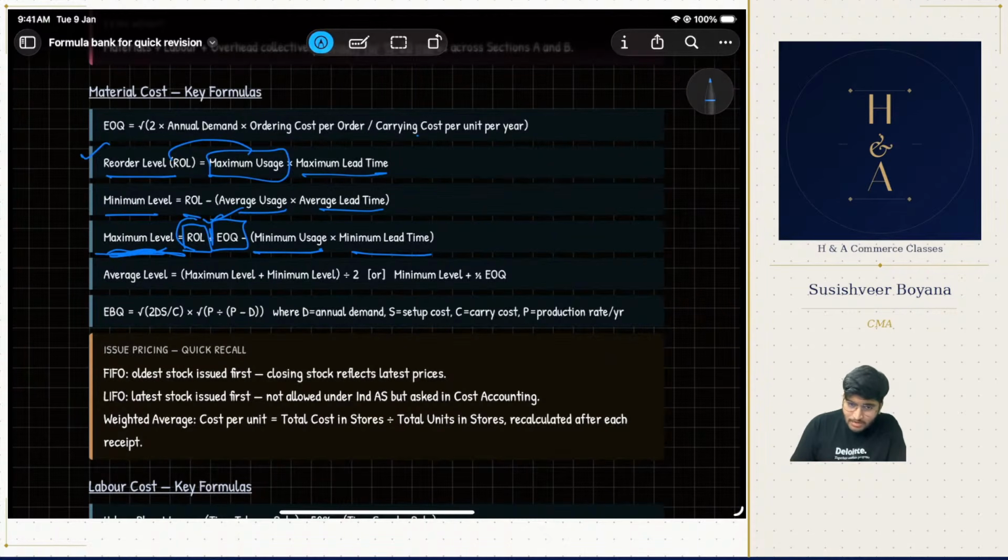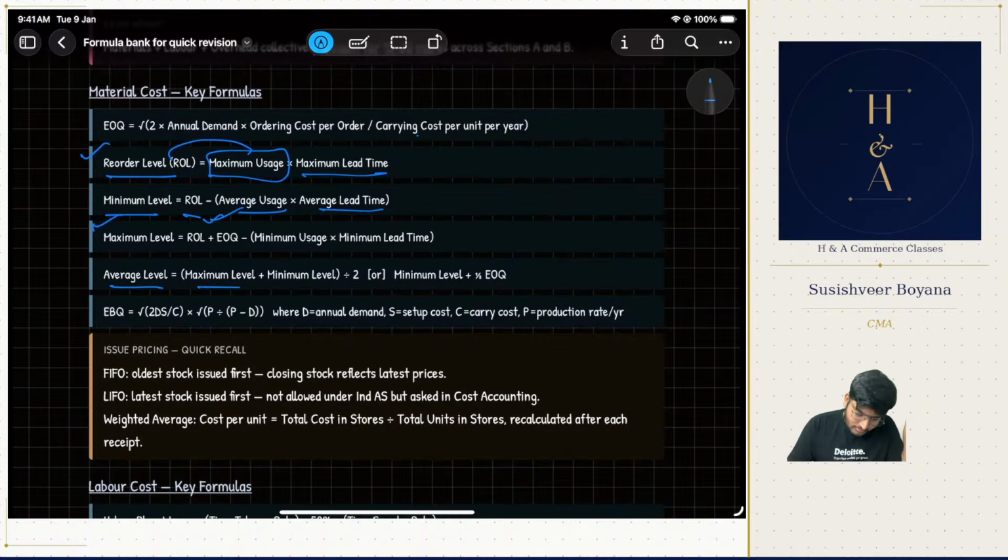So we add both of these, and while we add both of these, we already get a decent amount of quantity. But when we get this, we should also understand, what if we have so much inventory right now and the usage is very minimal? Exactly the point. When the usage is minimal and you have this entire quantity packed up, that is when you find your maximum level by ROL plus EOQ minus minimum usage into minimum lead time.